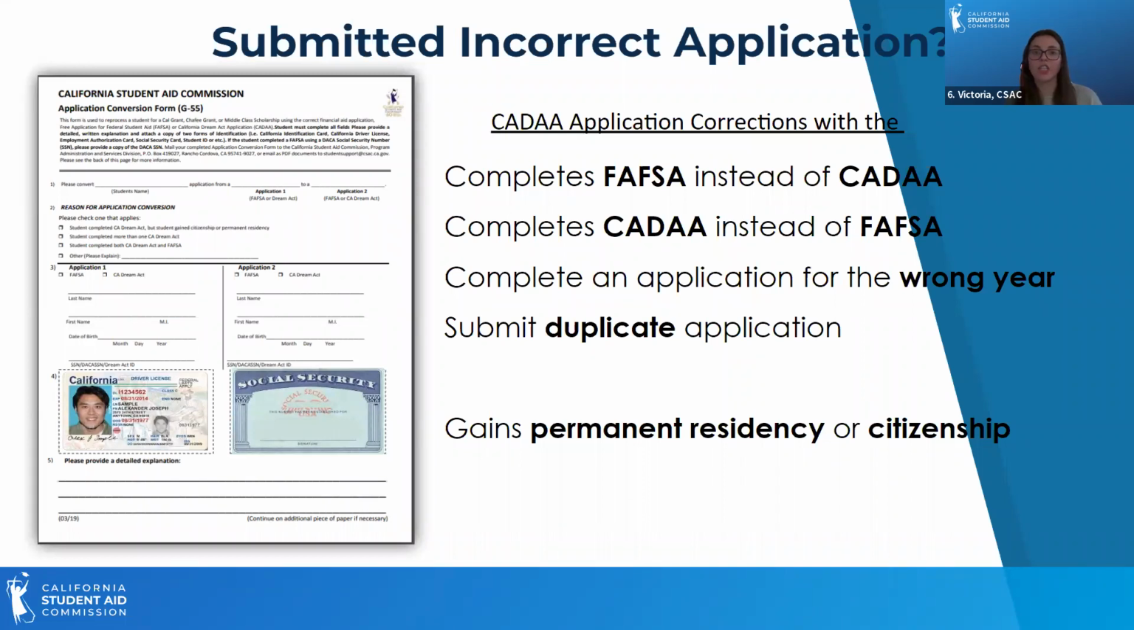Submitting a duplicate application can get a little tricky, so we make sure we can go in and delete out the one that doesn't need to be there. And then that last bullet point, yeah, gains permanent residency or citizenship.